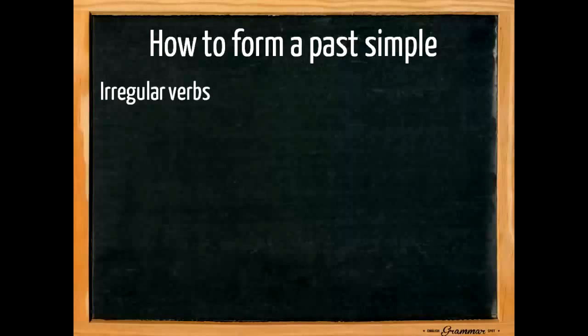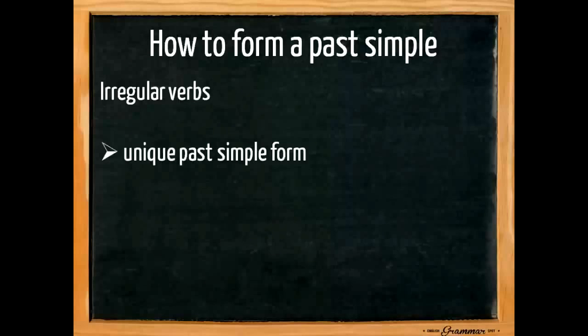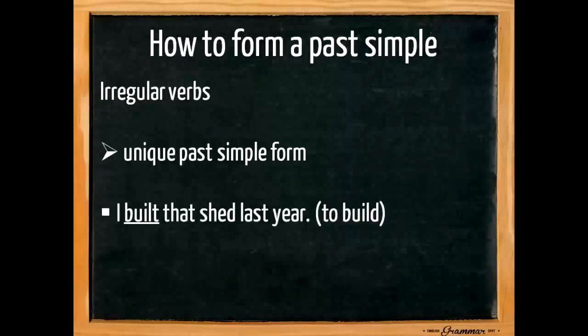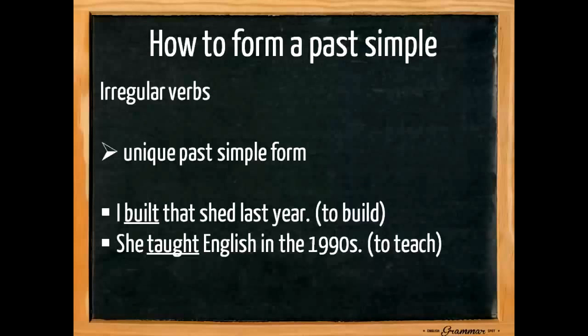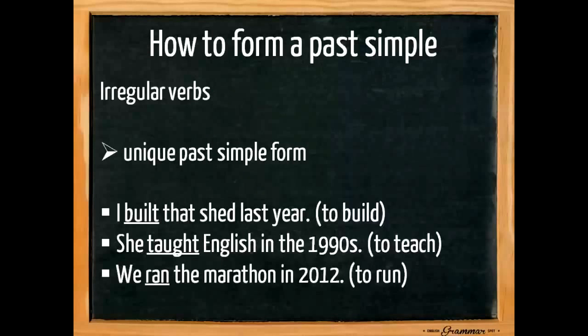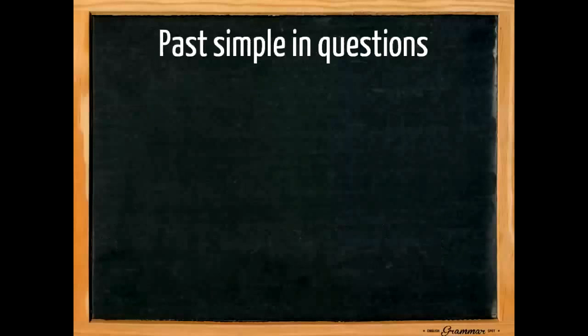Now let's have a look at the irregular verbs. All irregular verbs have a unique past simple form. I built that shed last year. The infinitive form is to build. She taught English in the 1990s. The infinitive form is to teach. We ran the marathon in 2012. The infinitive form is to run.